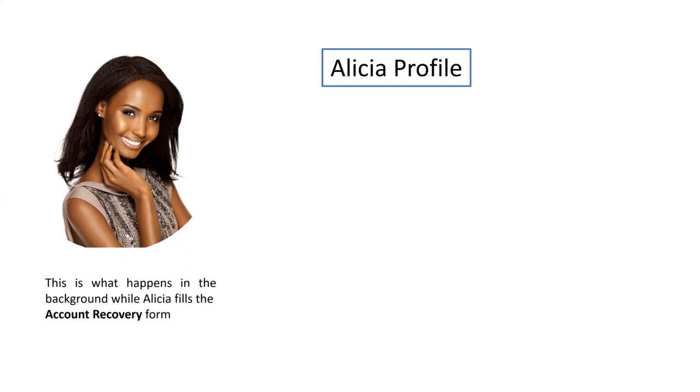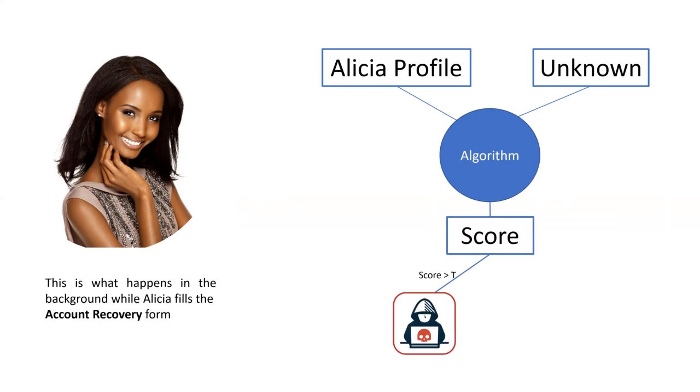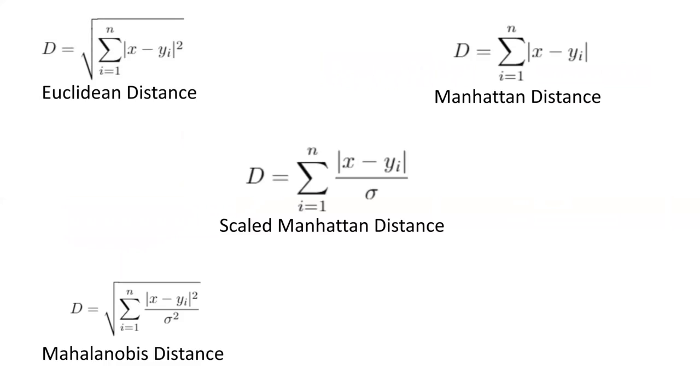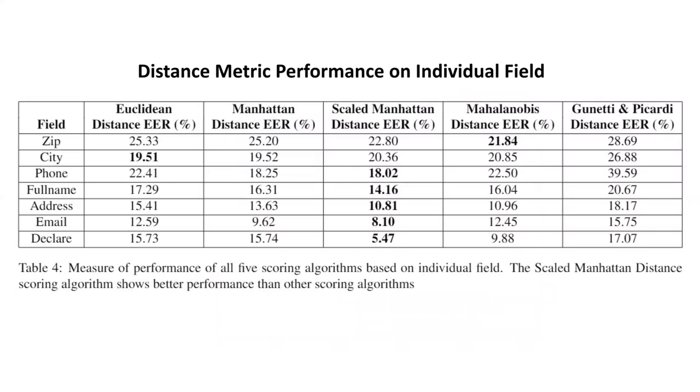We have Alicia's profile. The information of the keystrokes collected while Alicia filled the form is called the unknown. We pass these two pieces of information into our algorithm and a score is generated. If the score is greater than a particular threshold, then Alicia is an impostor. However, if the score is less than the threshold, then Alicia is the true owner of the account. We used 5 different algorithms in our research, and we realized that scaled Manhattan distance is the best of all the 5 algorithms. We did further testing and also proved that scaled Manhattan remains the best. So we have used scaled Manhattan all through this research.